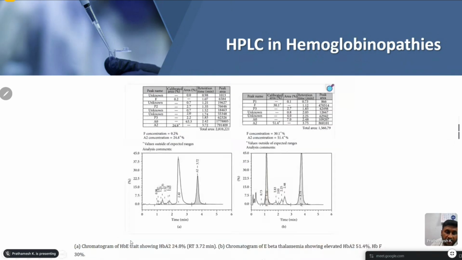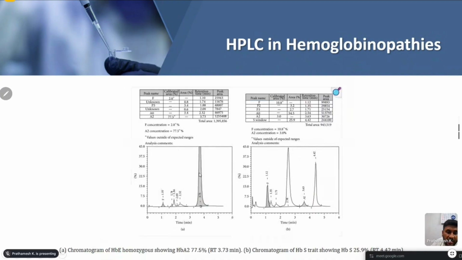Have a look at the next one. A2E window आपका कॉमन है, ये वाला A2E window. आपका रिटेंशन टाइम मोटा मोटा सेम रहेगा. आपका परसेंटेज देखिए, it is around 24.8%. So goes in favor of HbE trait. And look at this, A2 51.4% out here. And have a look at HbF also. HbF भी बढ़ गया है. So this is a chromatogram of E beta thalassemia. ठीक है.